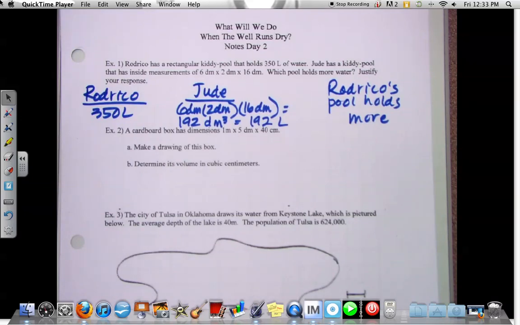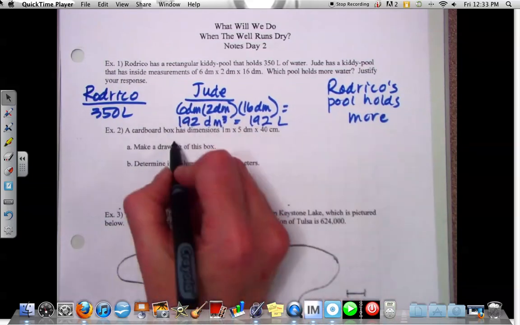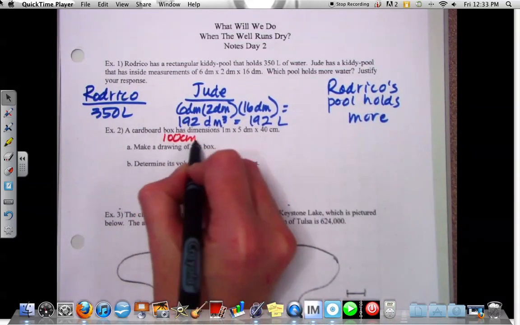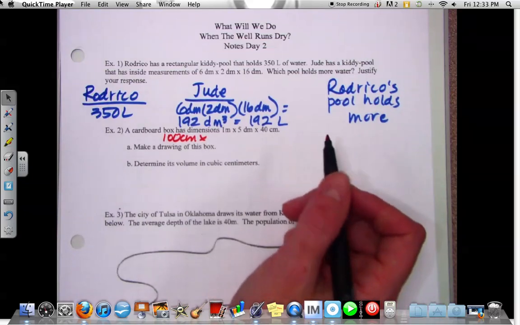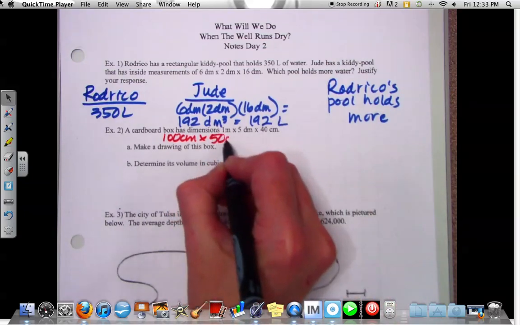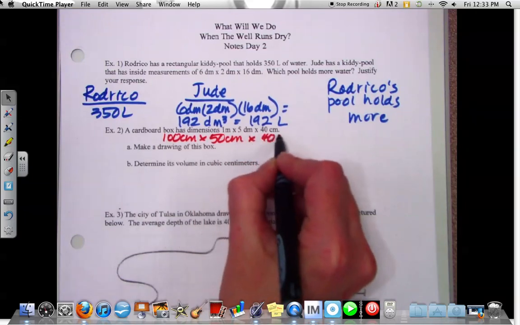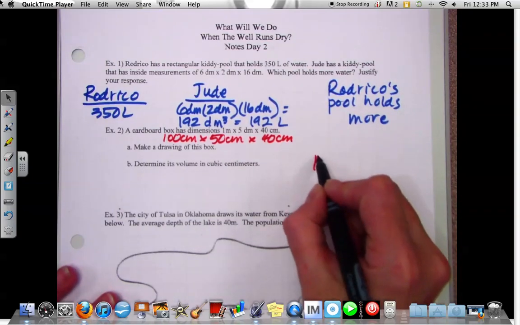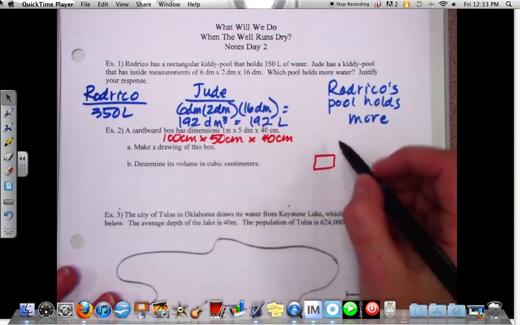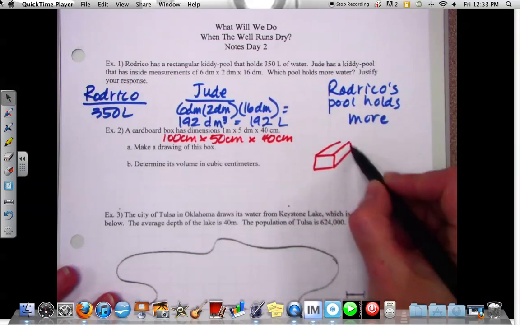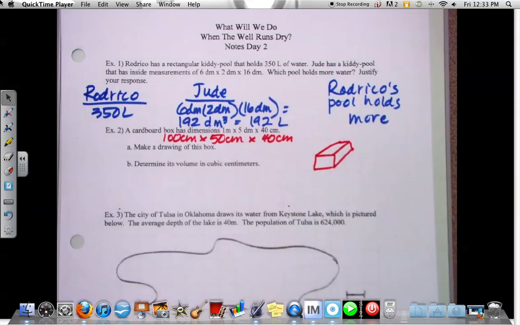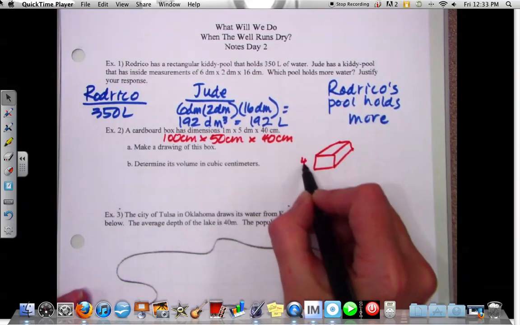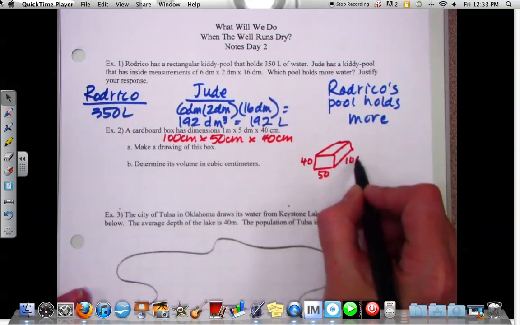Centimeters. Why centimeters? Because they're small. All right, so 1 meter equals how many centimeters? 100 centimeters. 5 decimeters equals how many centimeters? 50. And then we have 40. So now we could probably make a drawing. All right, so we have 40 by 50 by 100.